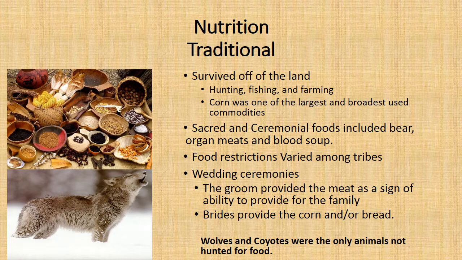As far as blood soup, it was considered a meal at the ceremony of the Sioux and a celebration of Mother Earth. Wedding ceremonies: the groom provided the meat as a sign of the ability to provide for the family, and the brides provided the corn and/or the bread as their way of being able to take this and provide nourishment from what has been grown from the earth. Wolves and coyotes were the only animals to not be hunted for food, as they are very sacred and show a sign of teachers and pathfinders.